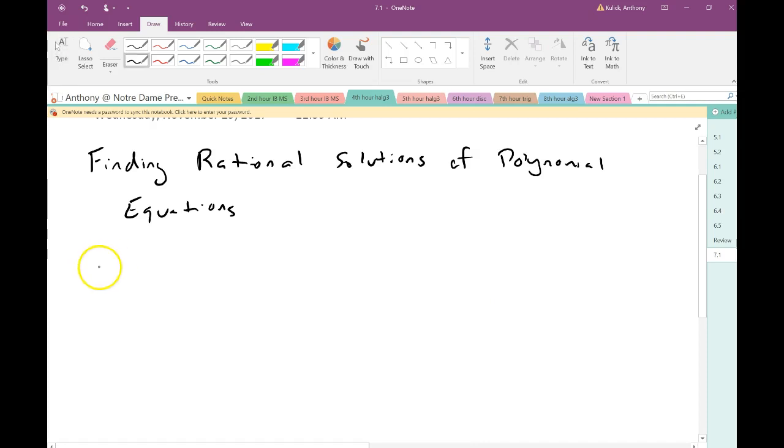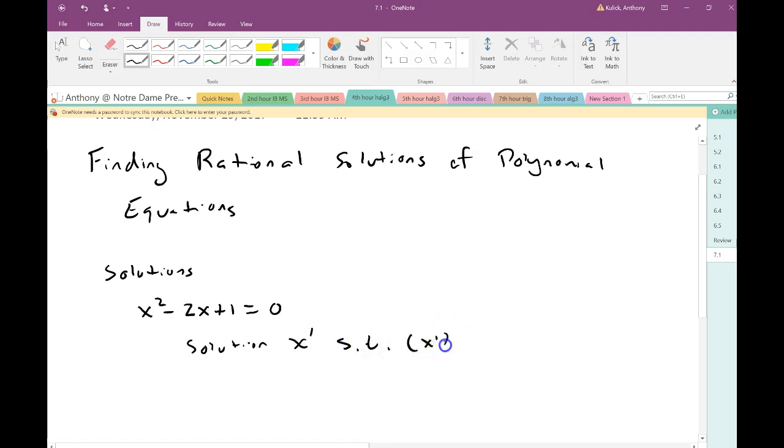So we've talked about solutions to an equation. So if I have some equation like this, the solution is some x, we'll call it x prime, such that when I plug that x prime in, the equation is satisfied. In this case, it would equal 0.